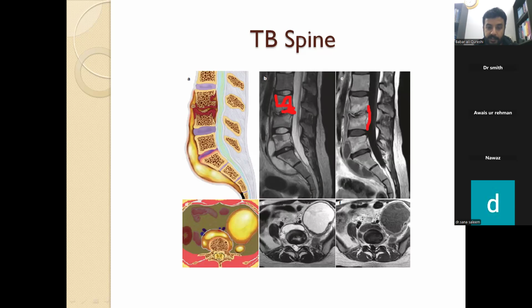Commenting on the axial cuts, we can clearly see here a paraspinal mass. This is the TB abscess causing the paraspinal mass, that is causing the compromise of the canal, causing the vertebral body damage here, and it is also going towards inside the canal, compressing over the cord of the theca.